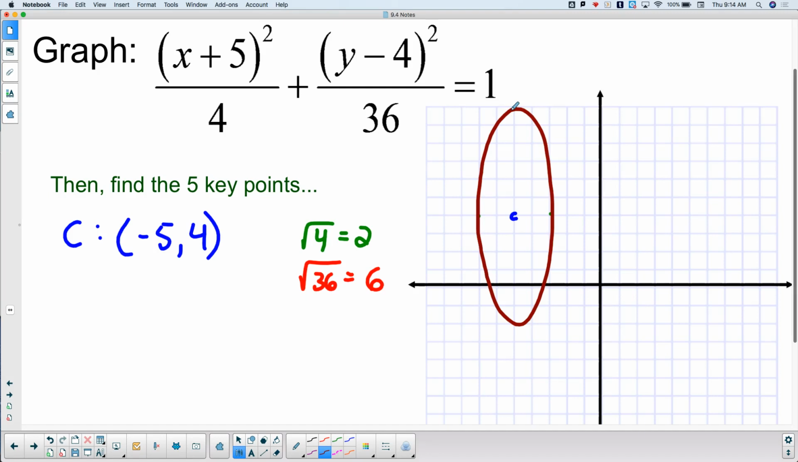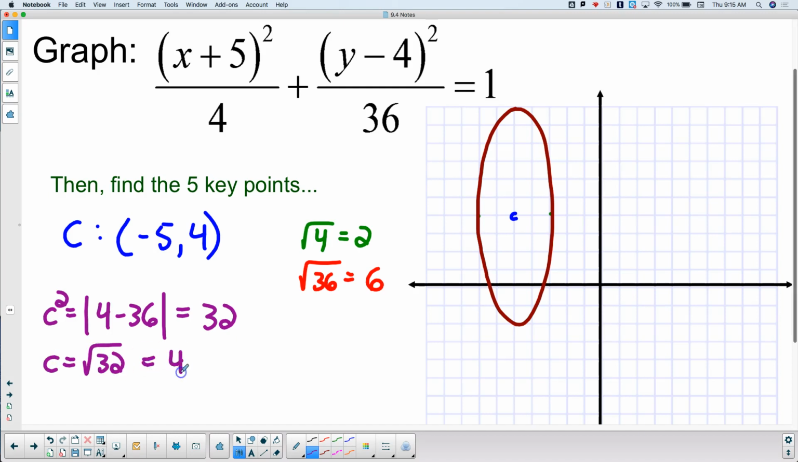Matthew, next. Okay. What is 4 minus 36? So it's negative 32, right? But then the absolute value makes it positive 32. Okay, so then C is the square root of 32. Can that be simplified at all? To what? 4 square roots of 2. Love it. Okay, now, adding it to the y's or to the x's?